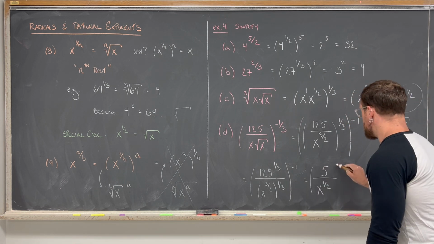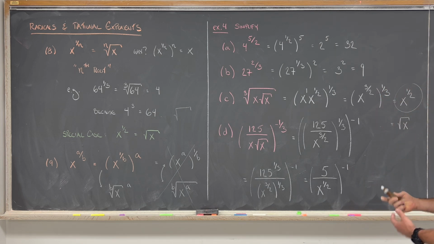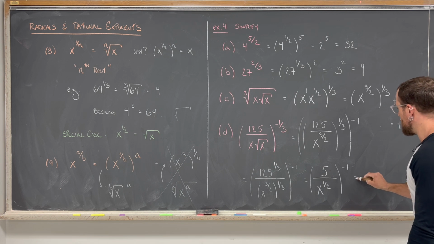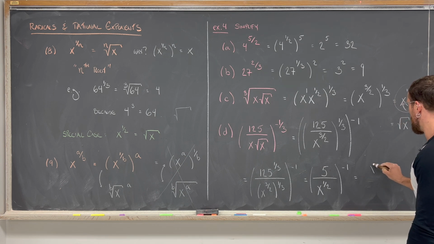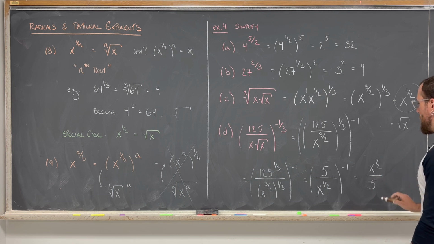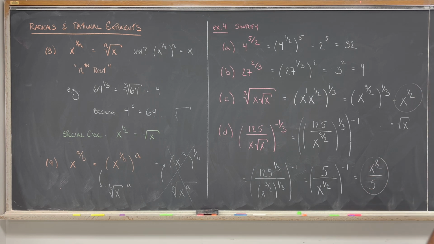Okay? There's still this exponent of negative 1 on the outside, which means to flip the fraction. Okay? So I'm going to write x to the 1/2 on top and 5 on the bottom, and I'm just going to leave my answer like that.